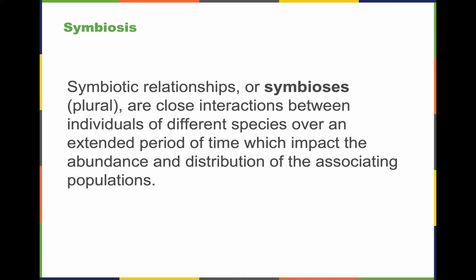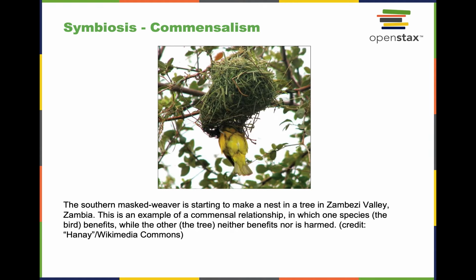So another type of relationship is symbiotic. That's basically two different populations living together in close association over a long period of time, which usually can have different consequences for the populations involved. And symbiosis can take different forms with different consequences. So let's take a look at what they are.